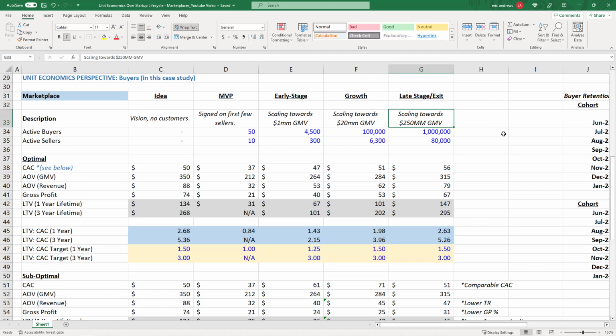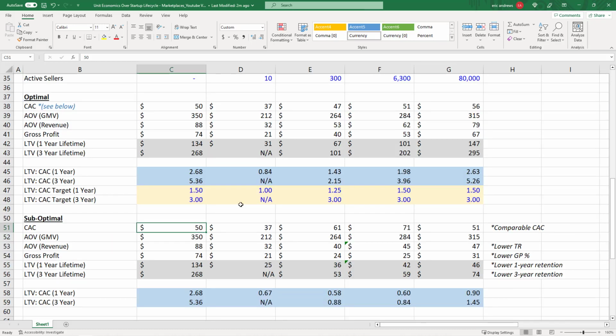Now we're scaling towards 250 million in gross merchandise value. We have 1 million buyers. We have 80,000 sellers. CAC is $56. LTV at this point is 150, and the 3-year LTV is 295. And so we're making 2.6 times our CAC in LTV just in the first year, and more than 5 times our CAC in LTV over 3 years. So this is a business that could be valued very, very highly, hundreds of millions, maybe $1 billion, and can become very, very profitable because they're making a lot of money on each customer.